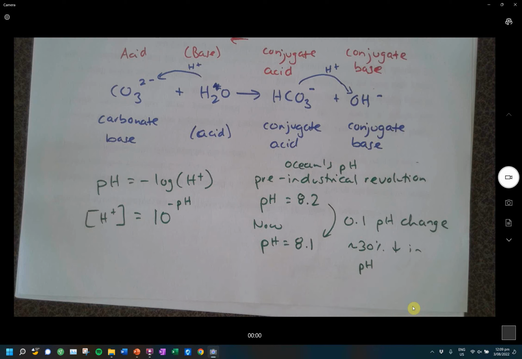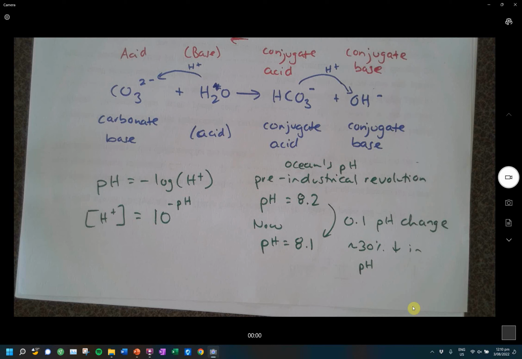It's a 0.1 difference, which most people will go, that's 0.1, that's not very big of a difference, but you have to remember this is the pH scale, and it's logarithmic, so 0.1 is actually a much larger number when you factor in the logarithmic scale. It's roughly an estimate of a 30% drop in the pH of the oceans.